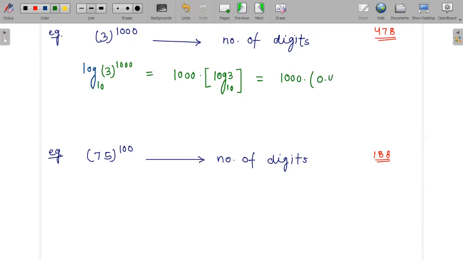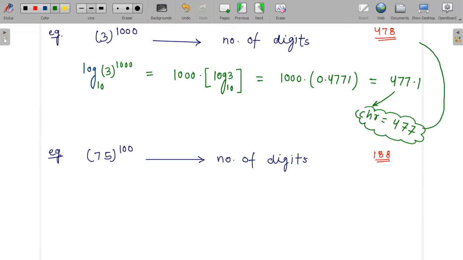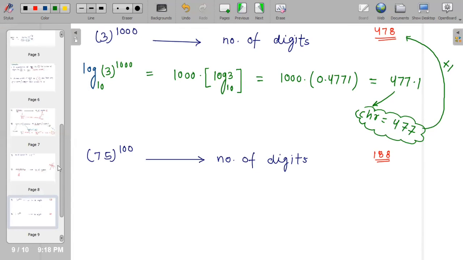It is 0.4771. Now multiplied by 1000, it will give you 477.1. And characteristic is what I'm looking for. So the characteristic of that number is 477. What about the Mantissa part? Mantissa will be 0.1. So if characteristic is 477, then how many number of digits will be there? To get the number of digits, you have to add 1 in its characteristic. Is that clear? Then try it out at your home. How many number of digits will be there in 75 to the power 100?